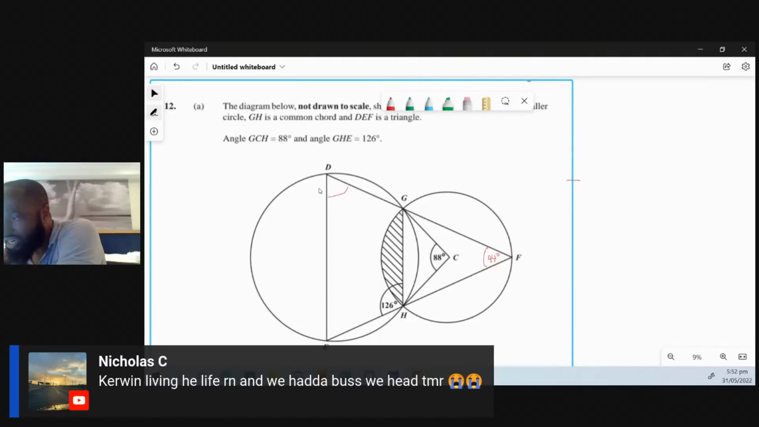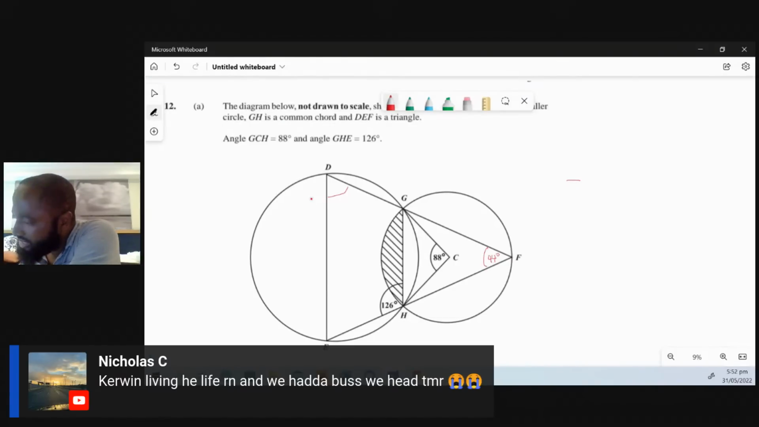Anyway, insisted that this triangle must be isosceles. Let me see if this triangle is isosceles. Let's get this piece here. 126. 26 from 80. The maths not mathsing right now, but what's that? 54. So this is 54. 54.